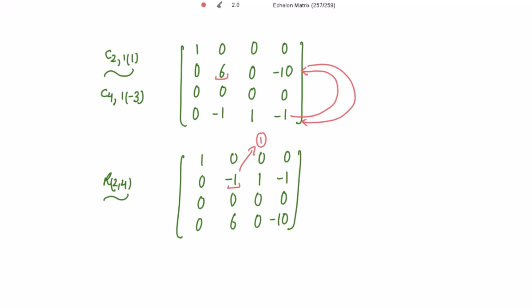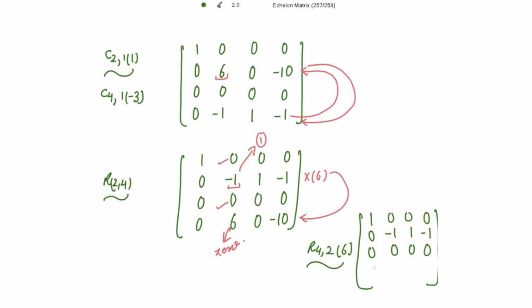But before that, I already have these 2 elements as 0, but I try to make this also 0 first. So for that, just multiply the second row with 6 and add its elements to the fourth row. So I'm changing the 4th row by adding its elements to the 2nd row, but the 2nd row should first be multiplied with 6. So row 4 is changed into now 0, 0, 6 and -16.